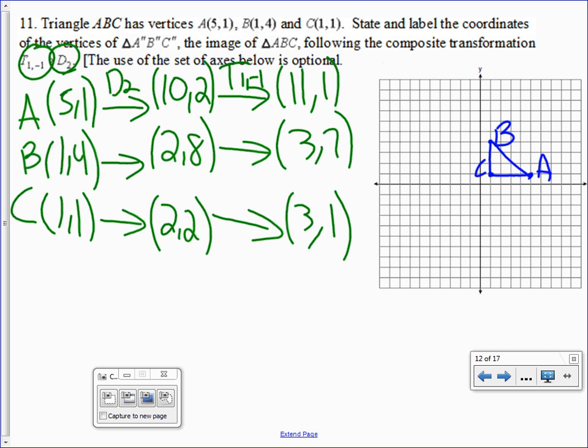It didn't ask me to graph it. I didn't really use the graph paper here because I don't really need it for translations or dilations. Reflections and rotations is really where I use it more. That's it.